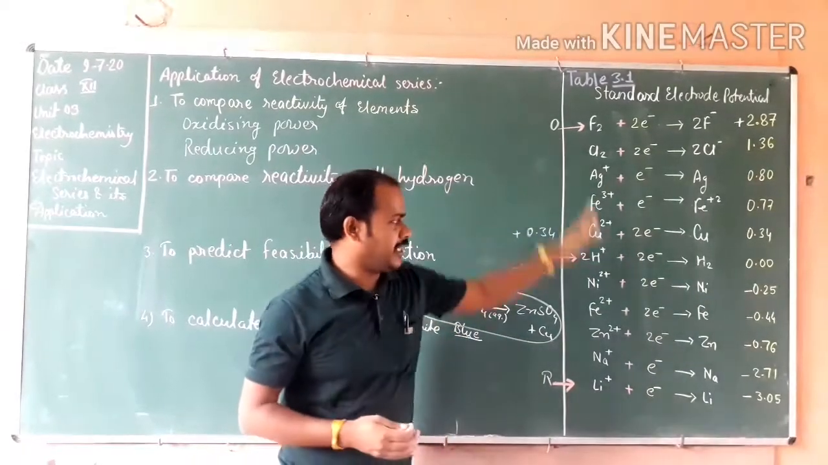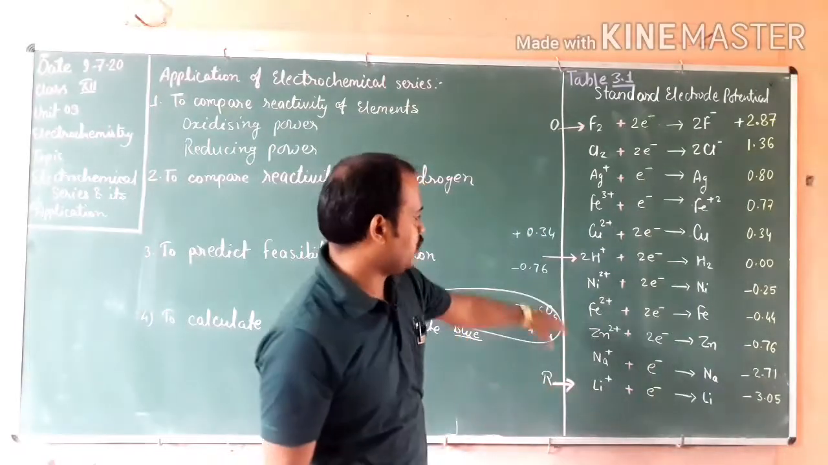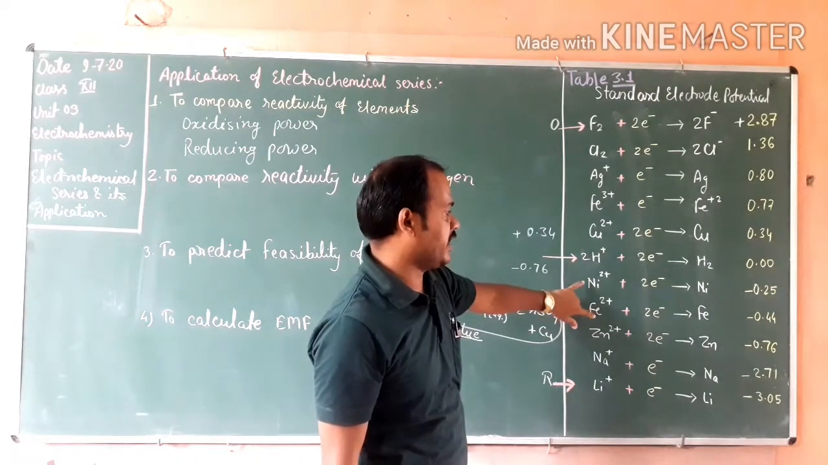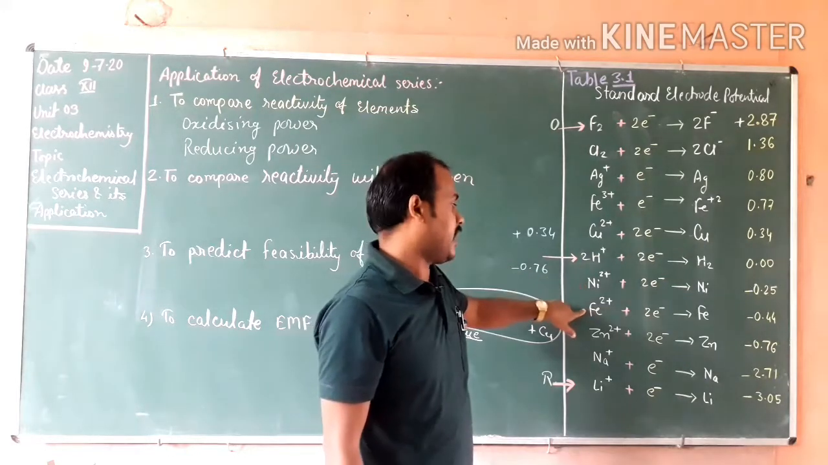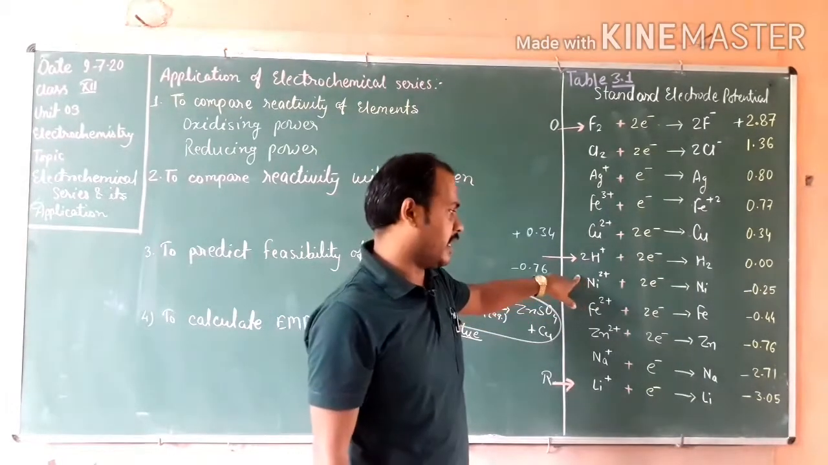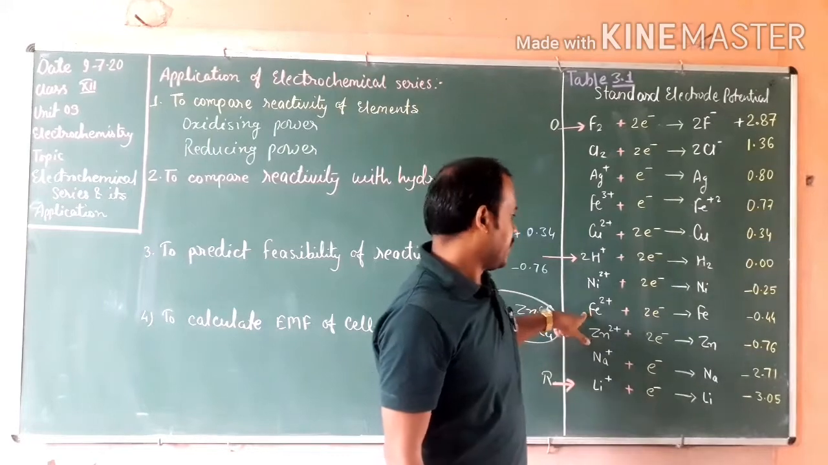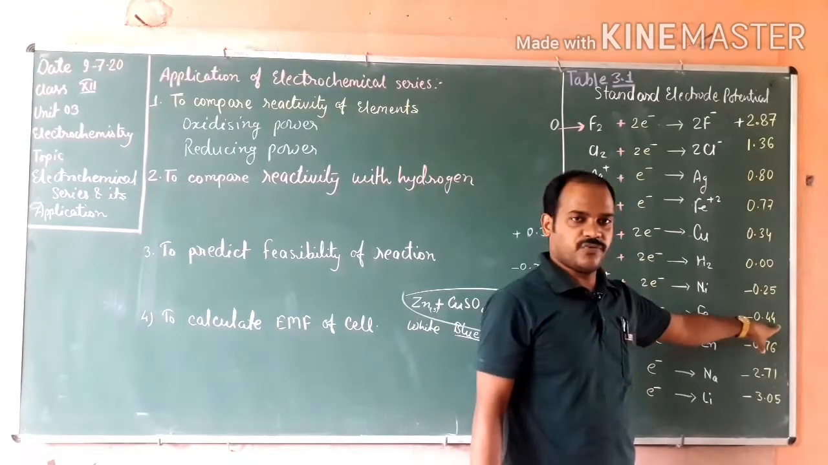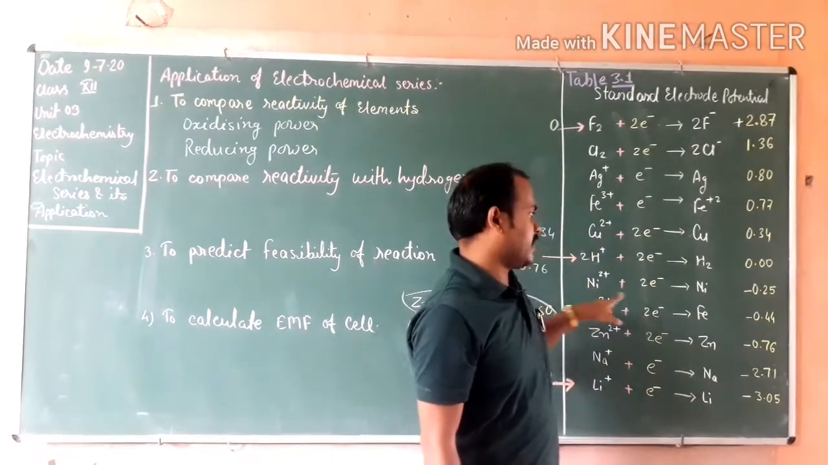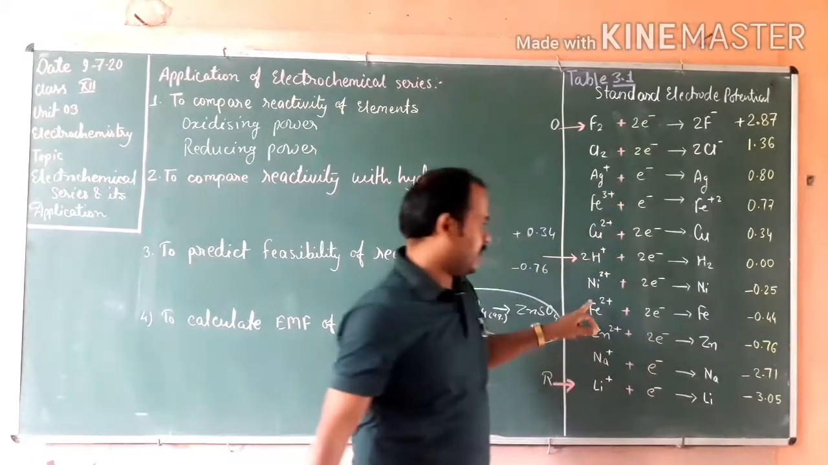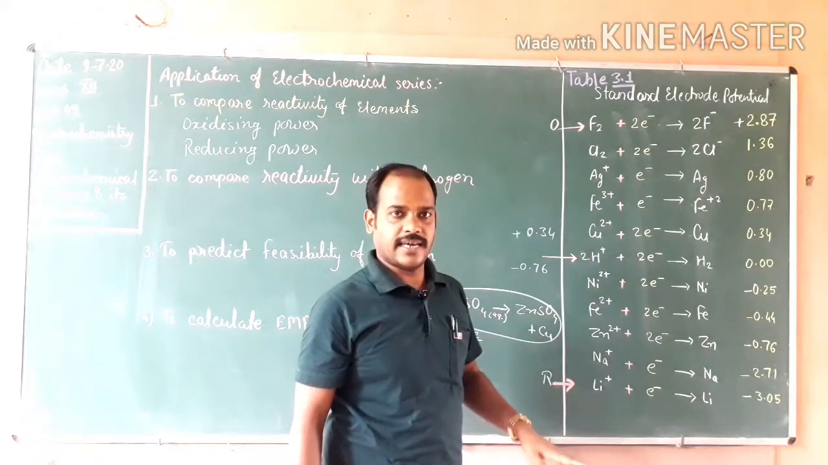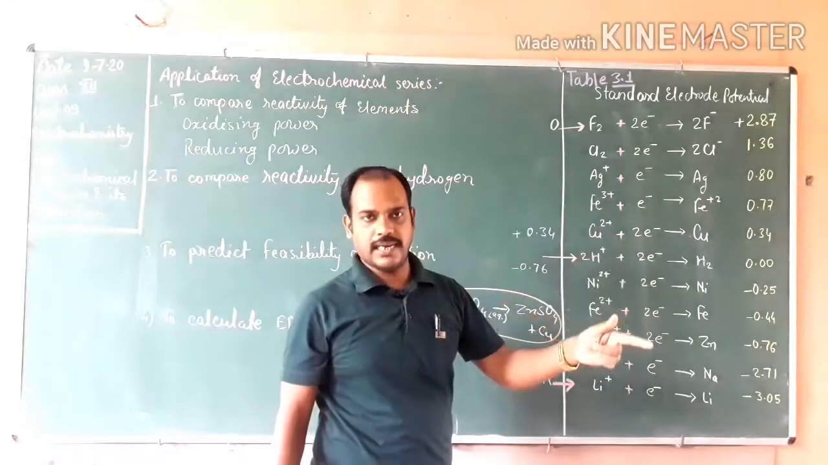So if we compare any two elements, for example iron and nickel, if we react these two elements, then iron will be more reactive than nickel. Why? Because iron's electrode potential is minus 0.44, and nickel's electrode potential is minus 0.25. It means iron, which has less electrode potential, can replace nickel, which has higher electrode potential.